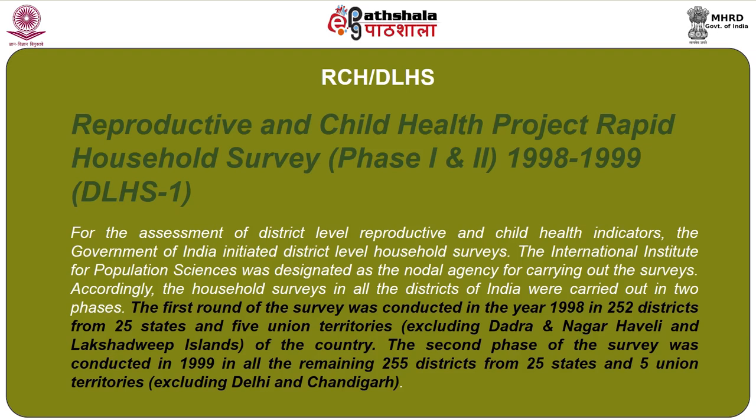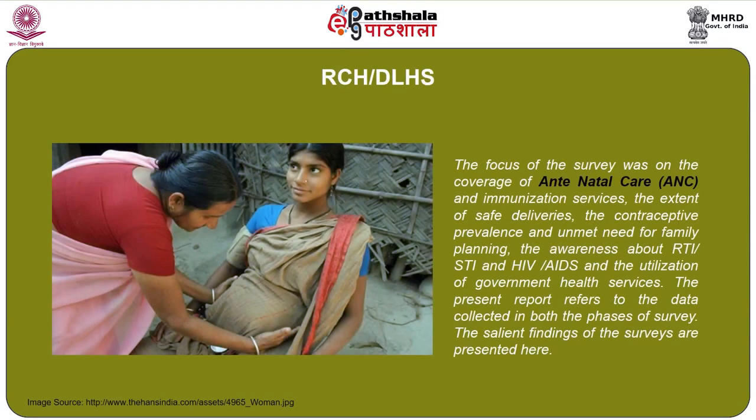The second phase of the survey was conducted in 1999 in all the remaining 255 districts from 25 states and 5 union territories, excluding Delhi and Chandigarh. The focus of the survey was on the coverage of antenatal care and immunization services, the extent of safe deliveries, the contraceptive prevalence and unmet need for family planning, the awareness about RTI or STI and HIV or AIDS, and the utilization of government health services. The present report refers to the data collected in both the phases of survey.